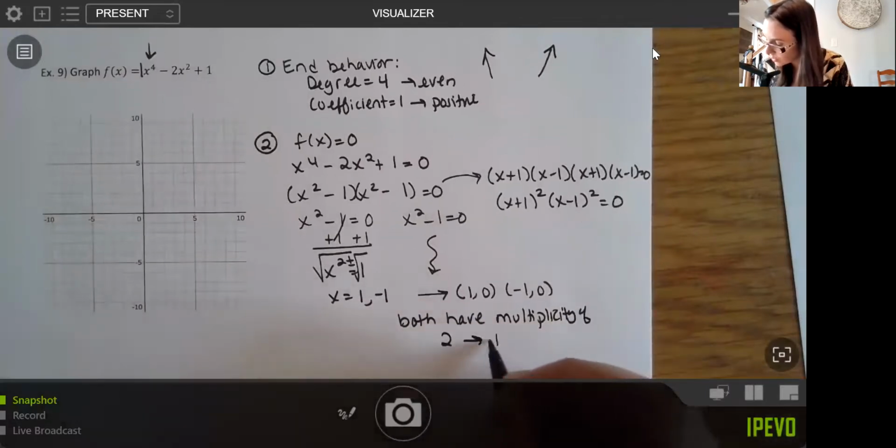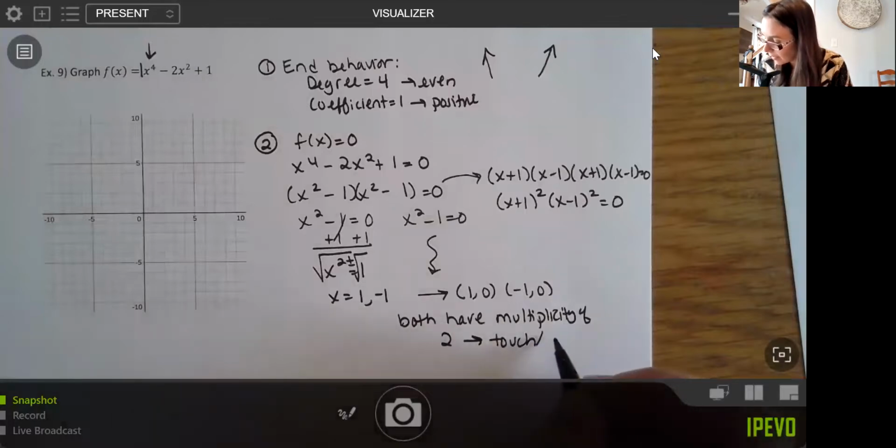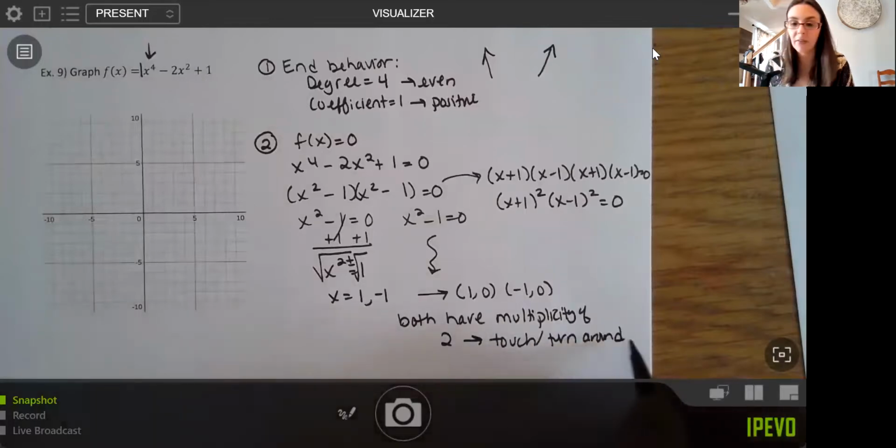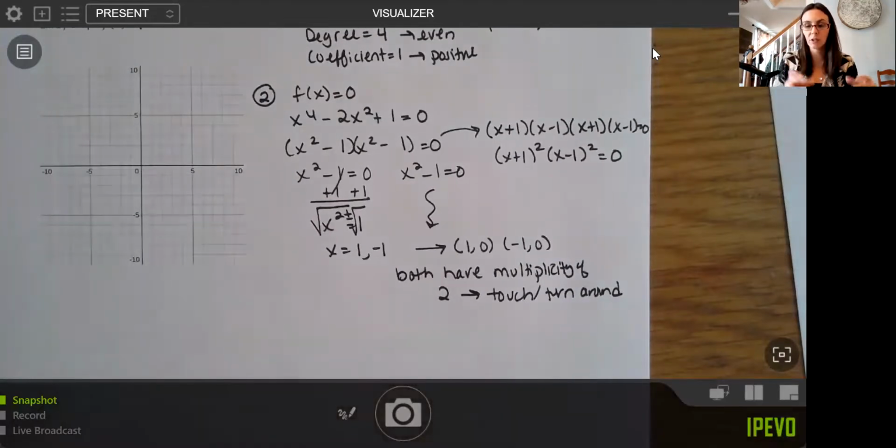So we're going to touch the graph and turn around. We're not going to go through. Remember, when you have even multiplicity, you're not going through the axis, you're going to just kind of touch. And because it's 2, it won't be super flat, but it'll be a little bit flatter than if it was just a multiplicity of 1, for instance.